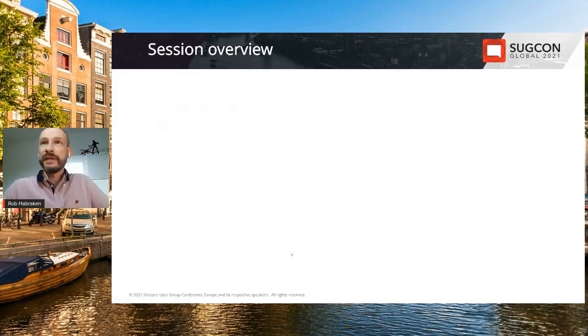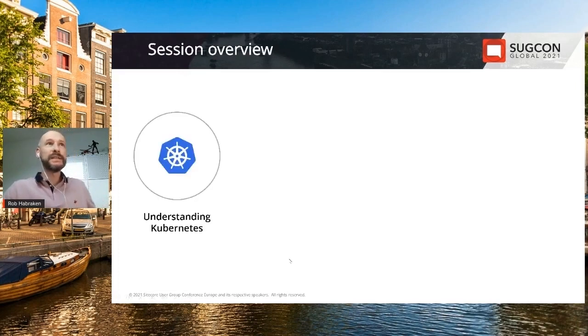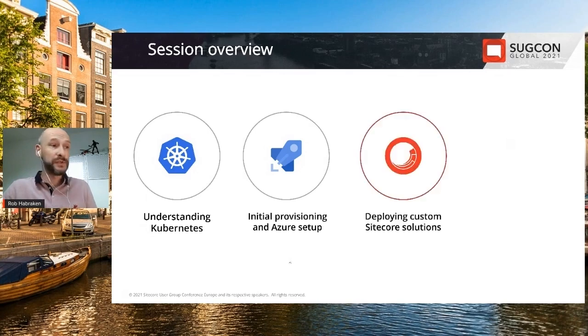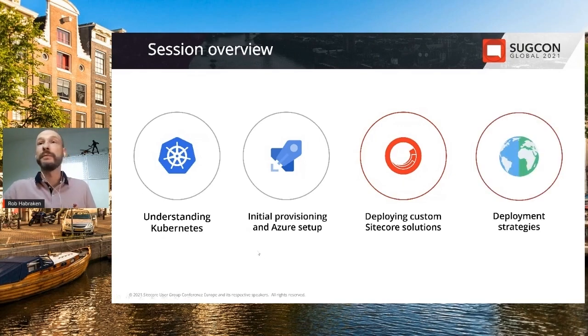So let's first have a look at the session overview of what I'm going to show you today. I did a talk a while back at the virtual dev day of Sitecore, and I explained in that talk what Kubernetes is and how to set up your initial provisioning for Azure, mainly focusing on a production environment type setup. That brought us a nice environment to start on, but we didn't have our custom solution. So that is what we are going to do today. We're going to look into how to deploy your custom Sitecore solution to your Kubernetes cluster, and we're also going to have a brief look at deployment strategies.